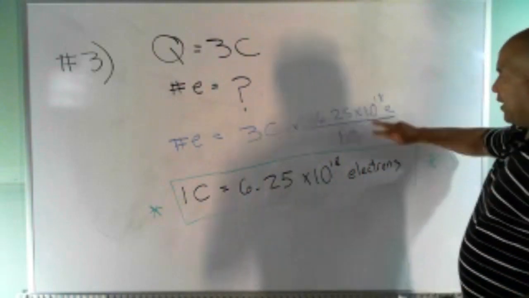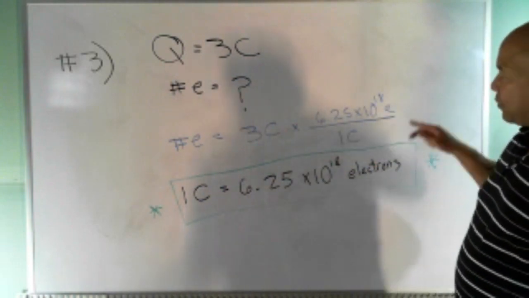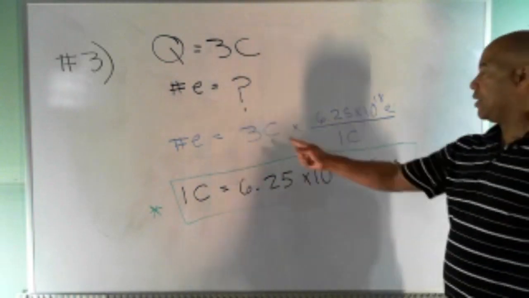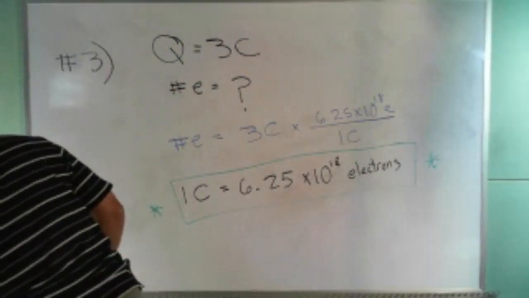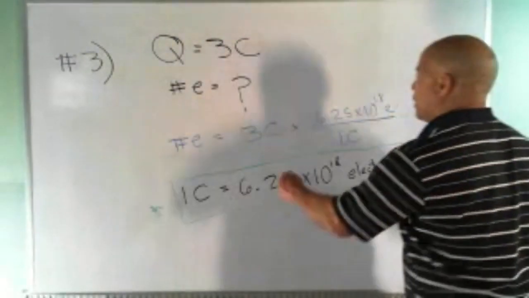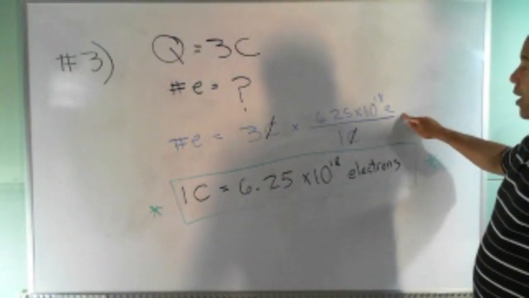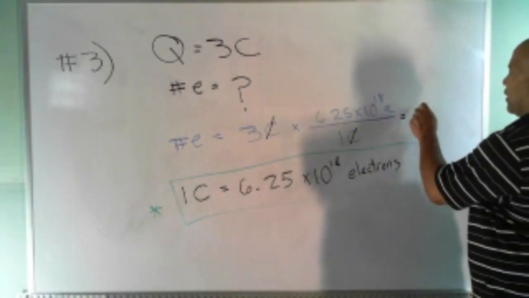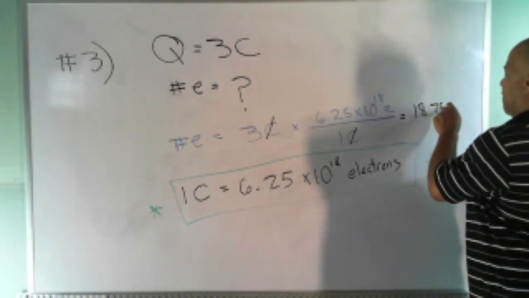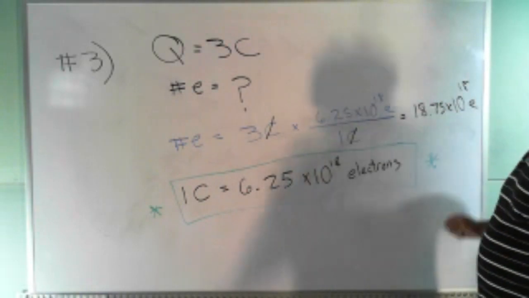If I had done it the other way, then the C and the 10 to the 18th E wouldn't cancel out. So this is the only way to put it in there to make those C's cancel out. And so if I cancel them out, this will cancel with that. And now my units are electrons, what I want. And 3 times 6.25 gives me 18.75 times 10 to the 18th electrons.